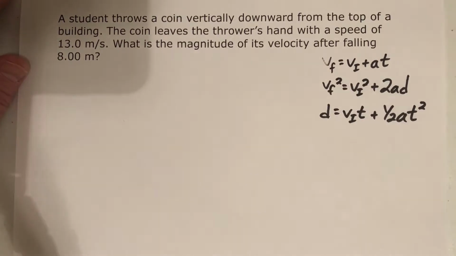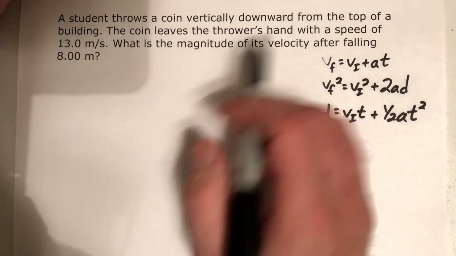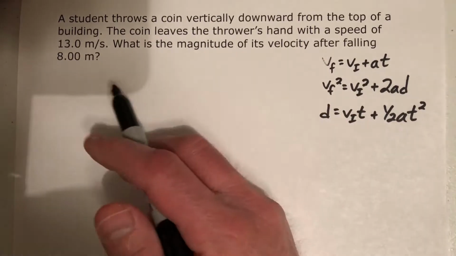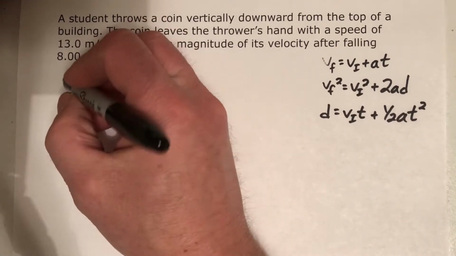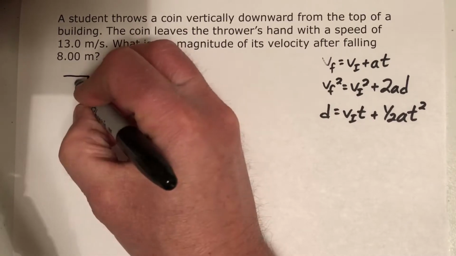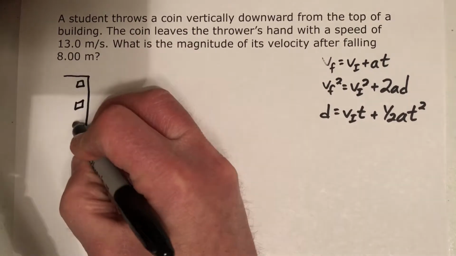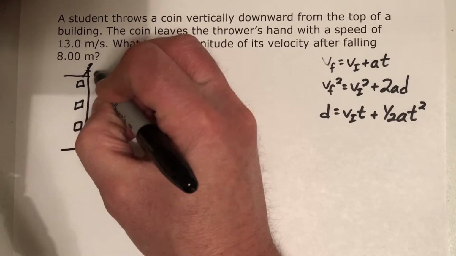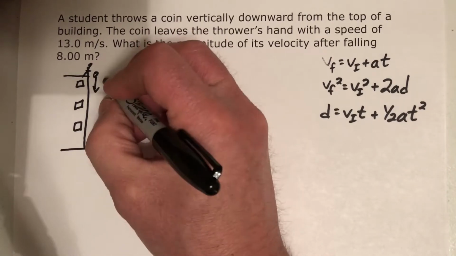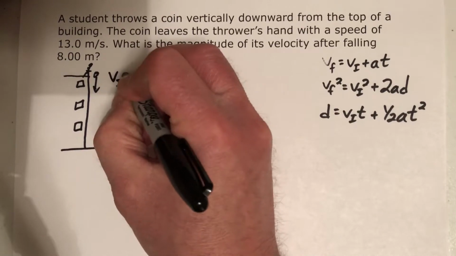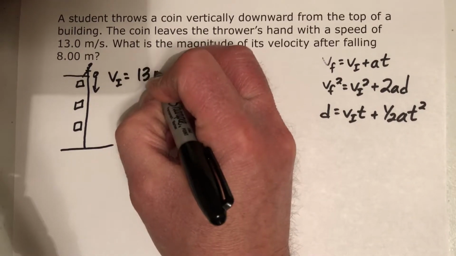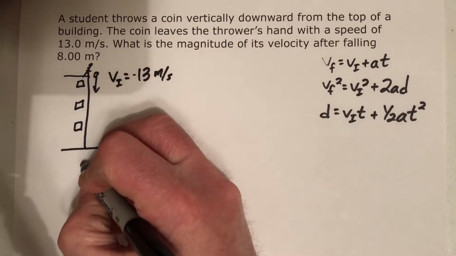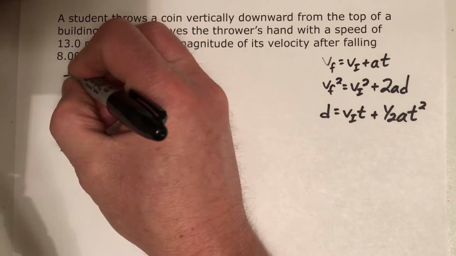Now we read the problem. A student throws a coin vertically downward from the top of a building. The coin leaves the thrower's hand with a speed of 13 meters per second. So I like to draw a picture. There's my building. Here's my person, and here's the coin. It's going down with an initial velocity of 13 meters per second. Velocity is down, so that becomes negative. We make negative at the bottom, and we have positive at the top.